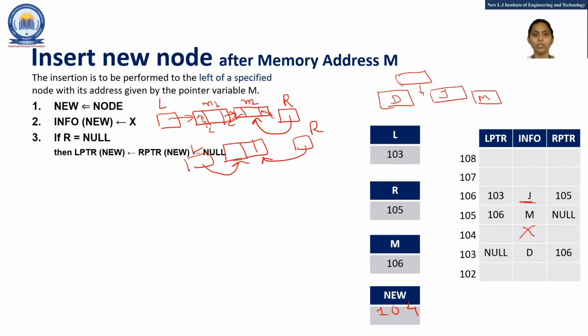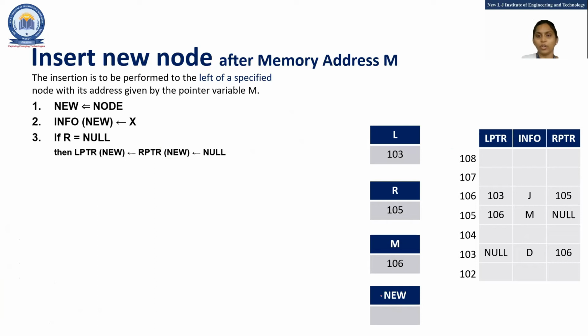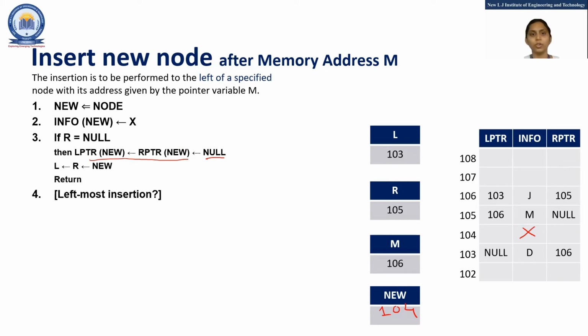You update your left pointer. It is my new node, right? So the new node's left pointer and right pointer should be updated with what? Null. That is our new node at 104, and here our x. So in the case when you have only one node, your left and right pointer would be null. And your L and R would point to what? New, right? So your L and R should point to new in the case where it is the first node you are inserting. And we should return from the algorithm.